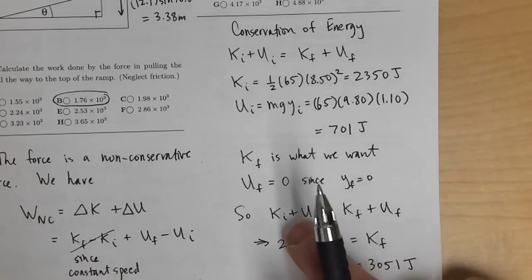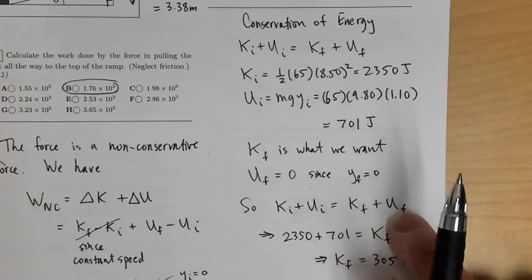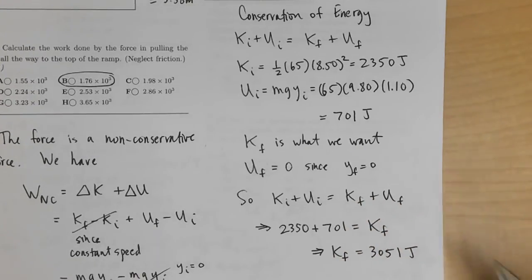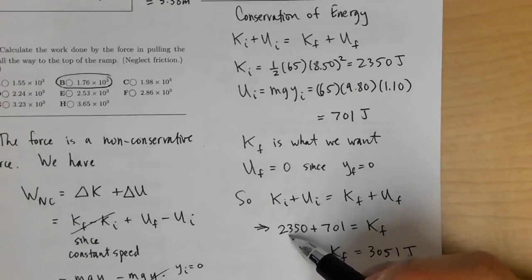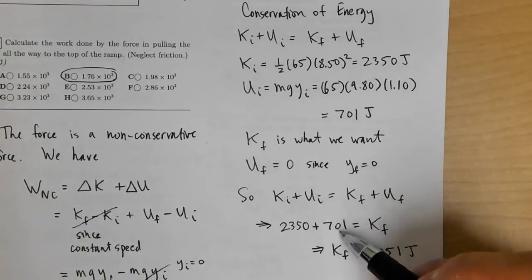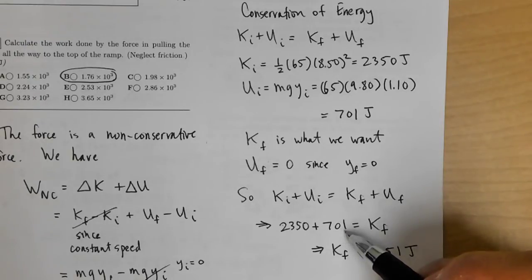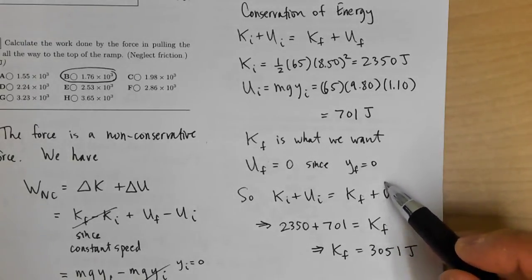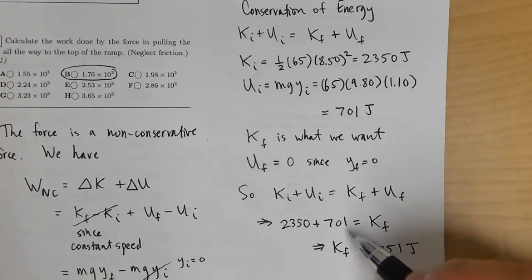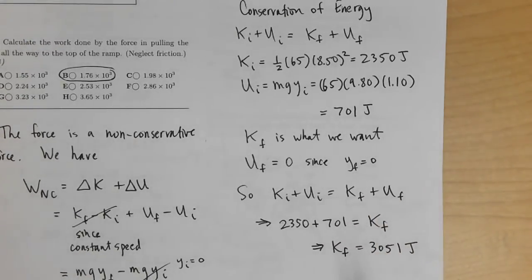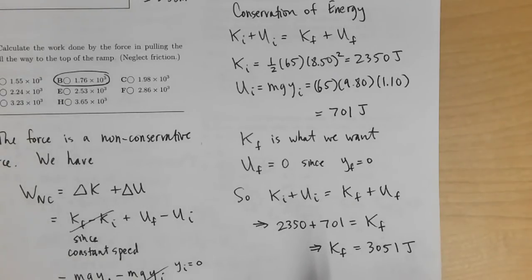We have that K initial plus U initial equals K final plus U final, conservation of mechanical energy. So we get K initial is 2,350. We get that U initial is 701. And then this U final was 0, so we just get K final. So we get K final is equal to the sum of these, it's 3,051 joules.